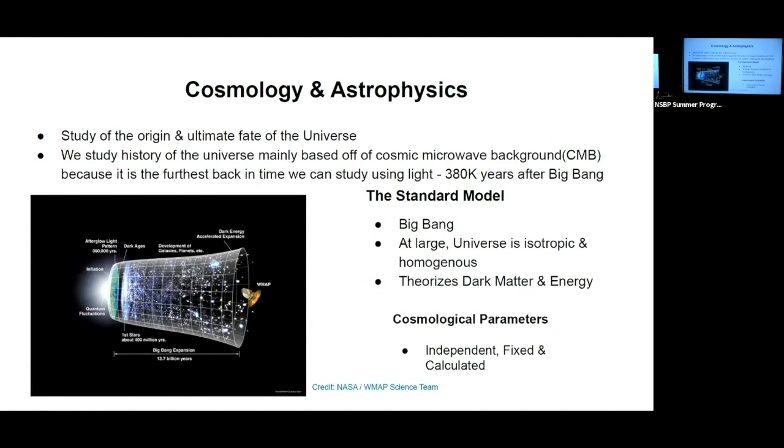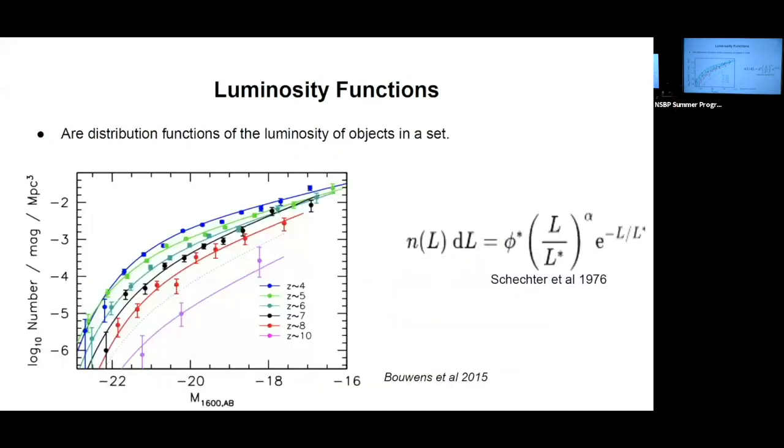The basic ideas of the standard model are that it begins with the Big Bang, and at large scales the universe is isotropic and homogeneous. With this idea, we theorize dark matter and dark energy. And there are cosmic parameters. There are three types: independent parameters, fixed parameters, and calculated parameters. Independent parameters include things like the age of the universe. What we're focusing on are the calculated parameters, like omega matter and sigma 8.